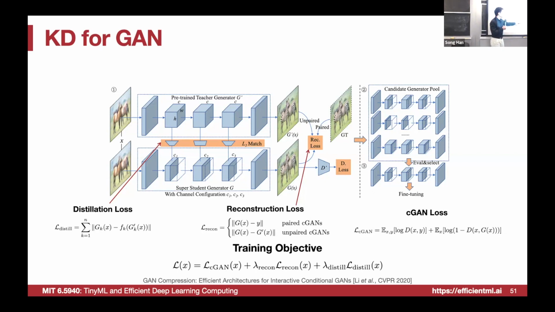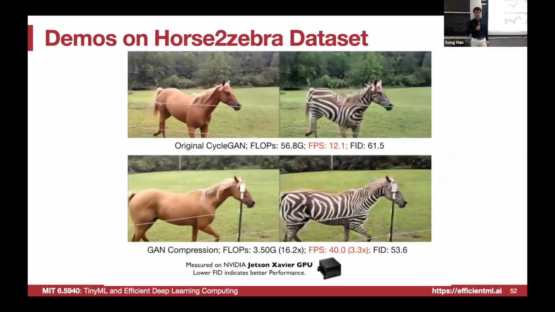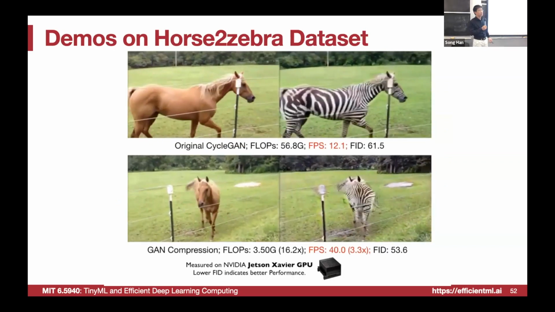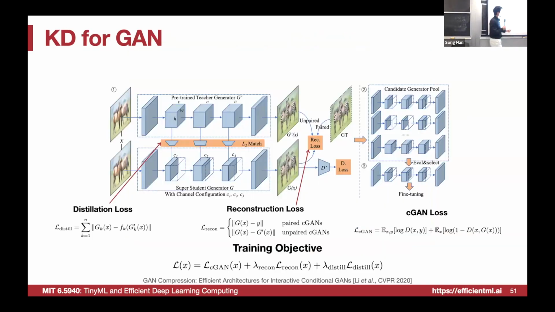And for the unpaired conditional GAN, we use the image generated by the teacher to make it match the image generated by the student. Altogether, the loss has three terms: the regular conditional GAN loss, the reconstruction loss, and also the distillation loss. That is the method we use, combined with this one-for-all approach.